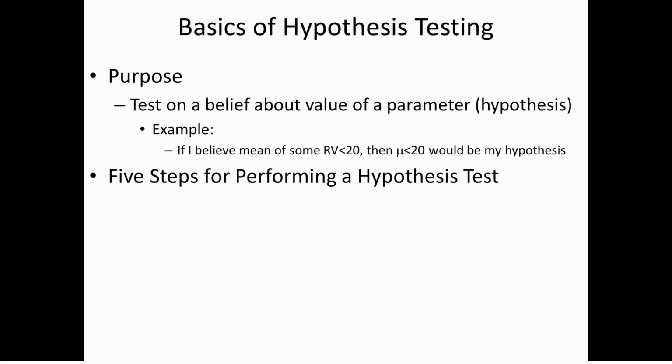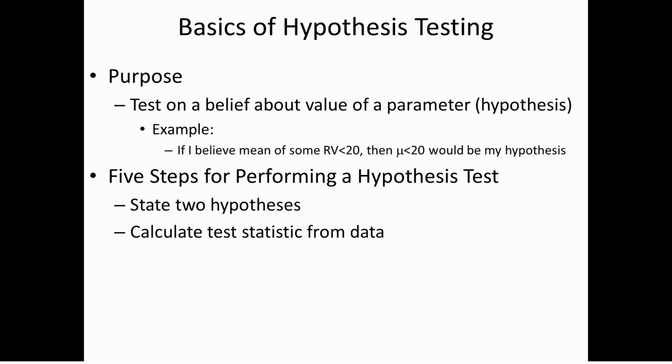There are generally 5 steps for performing a hypothesis test that we have to conduct. The first is we have to state our 2 hypotheses. We have competing hypotheses. We have the hypothesis that we believe, and then we have its negation. The next we have to do is calculate a test statistic. So this is going to be, in a sense, our evidence.